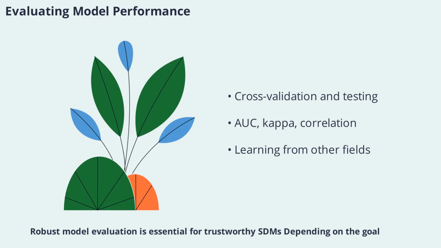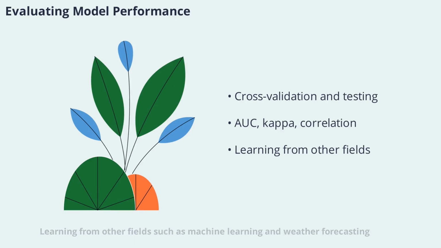Robust model evaluation is essential for trustworthy SDMs. Depending on the goal, evaluation may focus on statistical fit, predictive accuracy, or both. Common techniques include cross-validation, split-sample testing, and the use of independent datasets. Performance metrics like kappa, AUC, and correlation coefficients are widely used, but each has its limitations. Learning from other fields such as machine learning and weather forecasting can help improve evaluation practices.